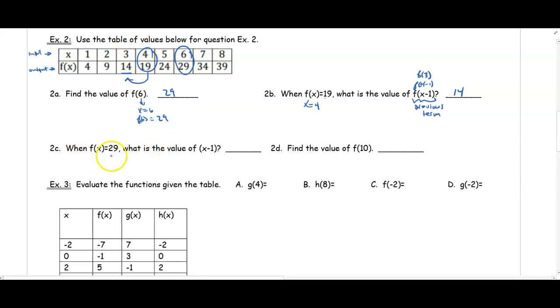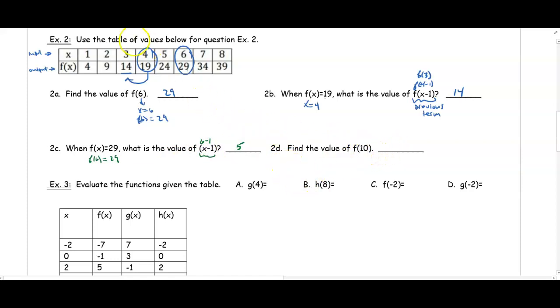So if f of x is equal to 29, what is the value of x minus 1? Notice this is x minus 1, not f of x minus 1. If f of x is equal to 29, my input value would be 6. So f of 6 equals 29. What is 6 minus 1? That would be 5.